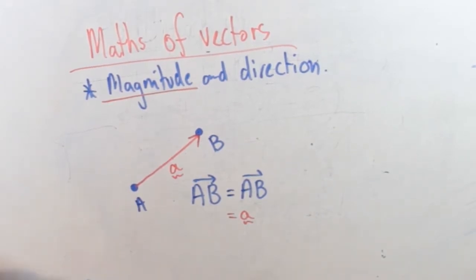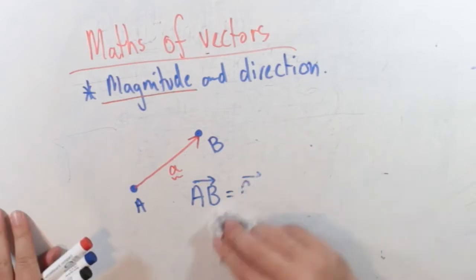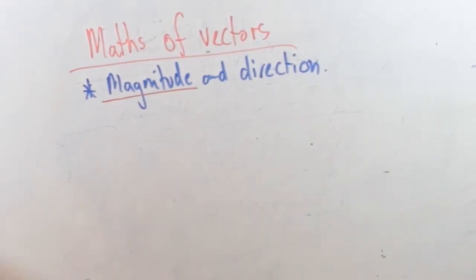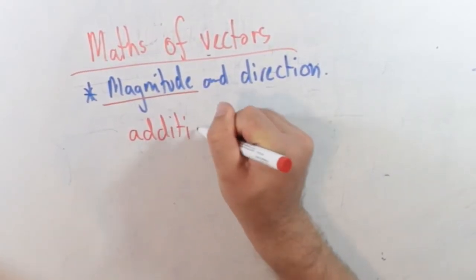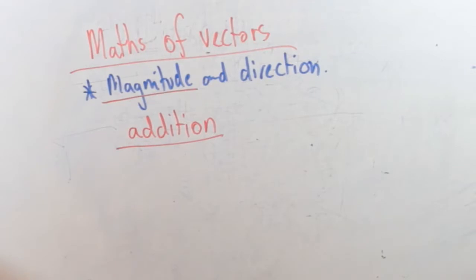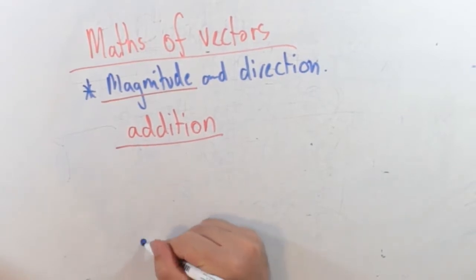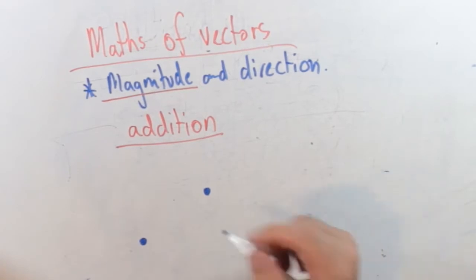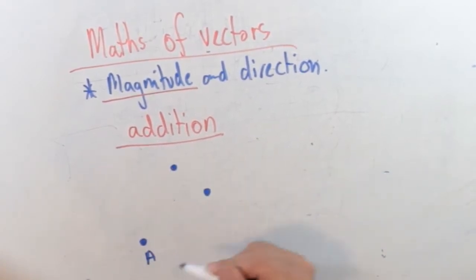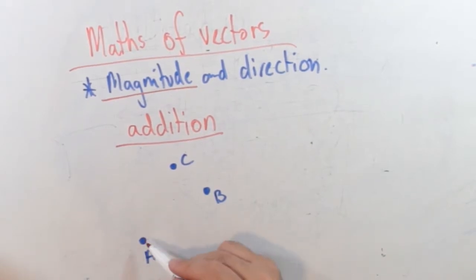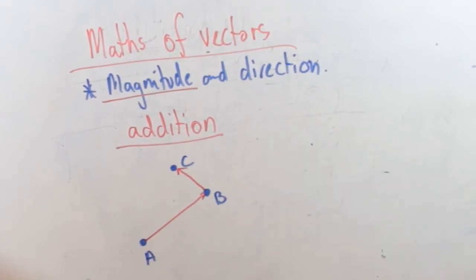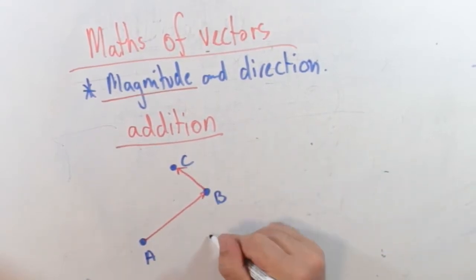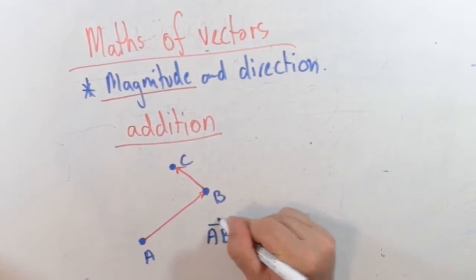Okay, so what can we do with these? We could add them. Let's do some addition. Vector addition. To add up two vectors, if we have three points, we need two vectors. Here we go, we've got A, B, and C. So we've got vector AB and vector BC. If you write it out in the position notation, this is the good thing about the position notation. We go from A to B.